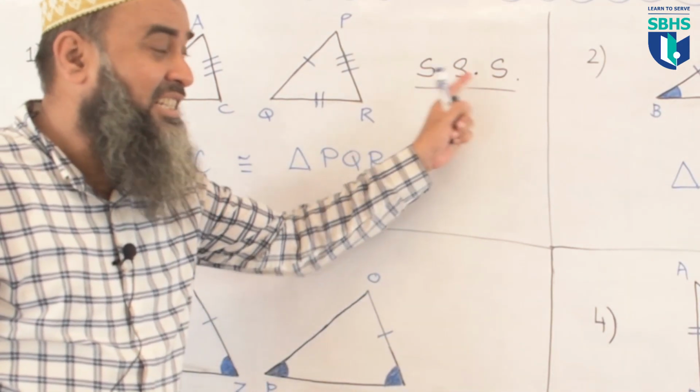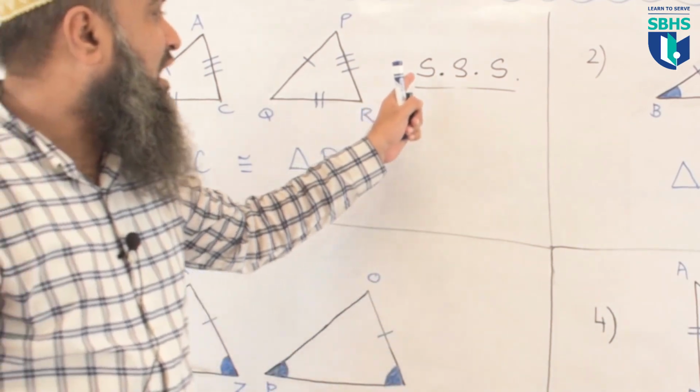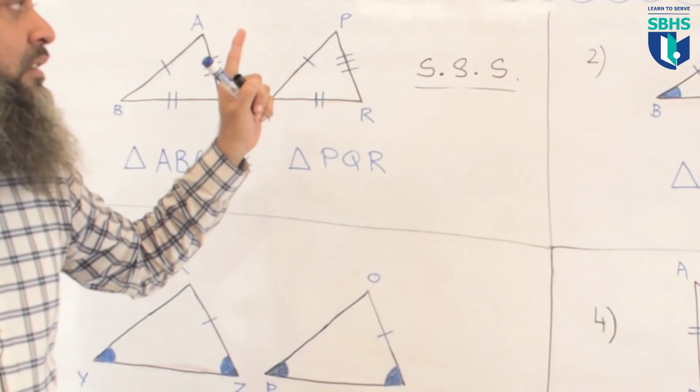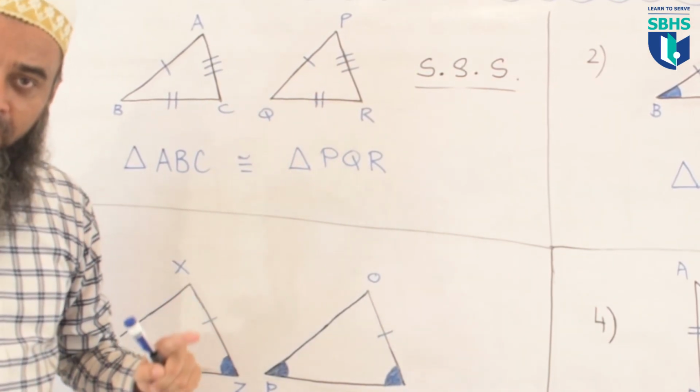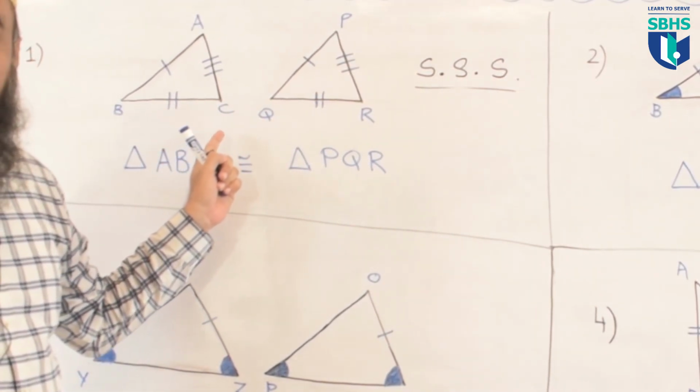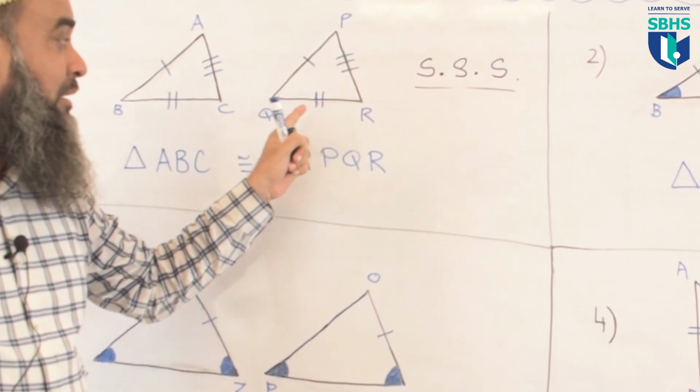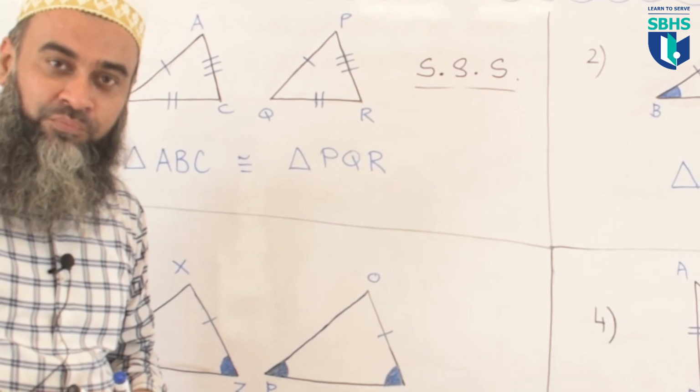What does SSS mean? Of course, it's very simple. SSS means side, side, side. Side, side, side theorem for congruence of triangles. You can see why it is called side, side, side, because all the three pairs of corresponding sides in both the triangles are congruent to each other.